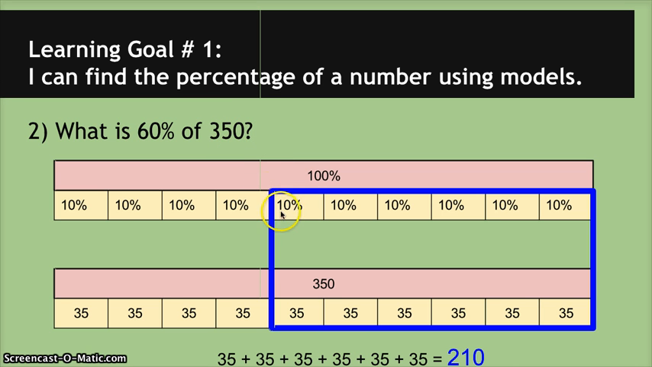To review, we found that 60% of 350 is 210 because we divided 350 by 10 to split them up into 10% pieces, and we found that each 10% piece is 35, and 35 6 times is 210. You can also do 35 times 6 as well.